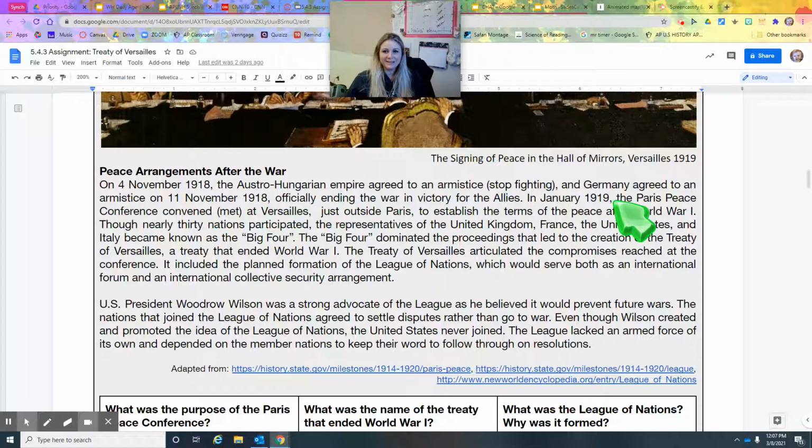In January of 1919, the Paris Peace Conference convened, which means met, at Versailles, just outside of Paris, to establish the terms of the peace after World War I. Though nearly 30 nations participated, the representatives of the United Kingdom, France, the United States, and Italy became known as the Big Four. The Big Four dominated the proceedings that led to the creation of the Treaty of Versailles, a treaty that ended World War I officially.